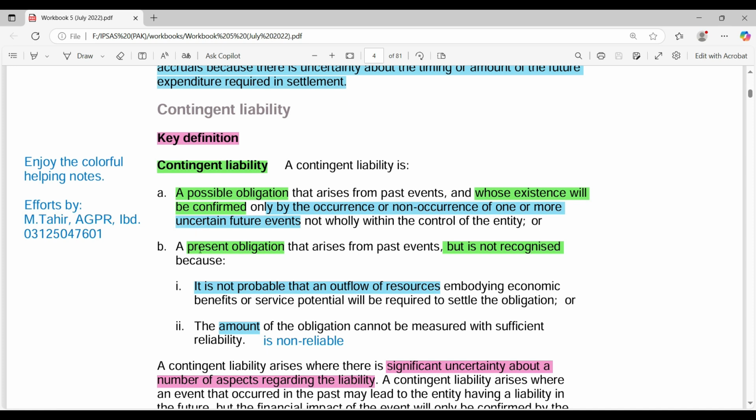The second part of the definition is a present obligation that arises from past events but is not recognized because it is not probable that an outflow of resources will be required. At this stage, it is not probable; there is very little chance. Or the amount of the obligation cannot be measured with sufficient reliability. You are not in a position to measure the amount.